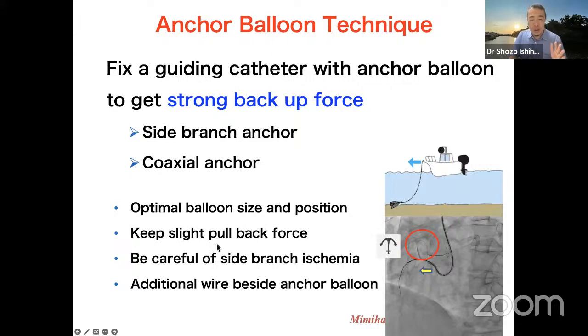And of course, we should be careful of side branch ischemia, so test or check ECG. And if the anchor balloon is not enough, we can advance one more wire besides the anchor balloon so that we get a stronger backup force.